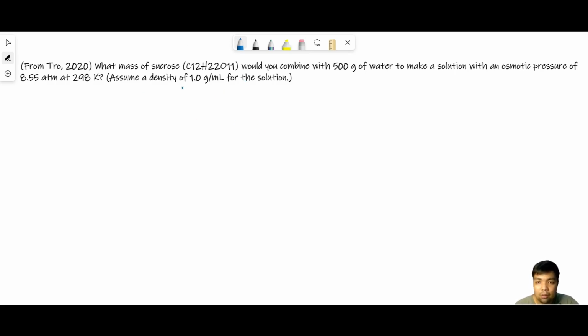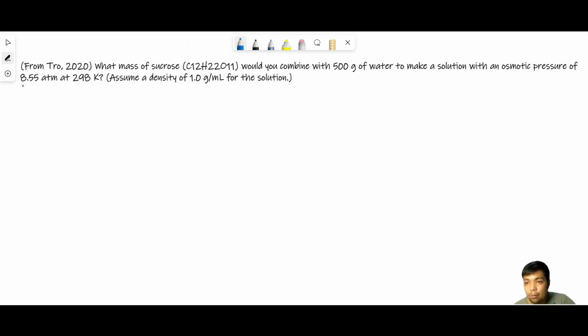So in this case here, it was assumed that the density of your solution is the same as the density of your solvent, which is water, since the density of water is also 1.0 grams per milliliter, and we will use that assumption in order for us to easily solve this problem.